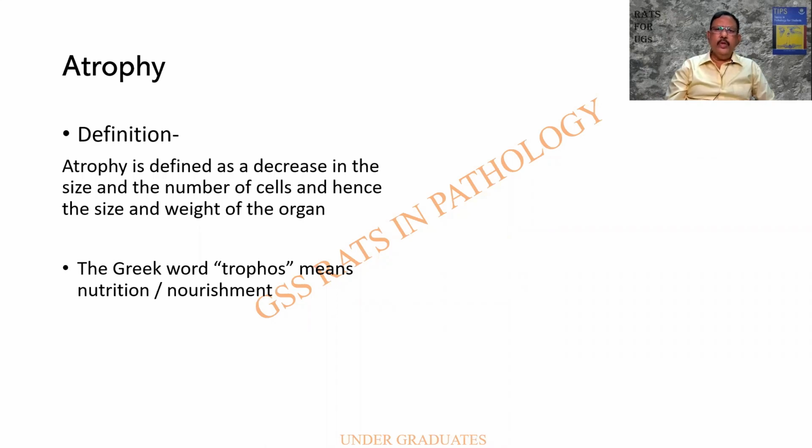So let us go to atrophy now. Atrophy is defined as a decrease in the size and the number of cells, and hence the size and weight of the organ or tissue. It is a form of adaptation, of course. All these come from the Greek word trophos, which means nutrition or nourishment.